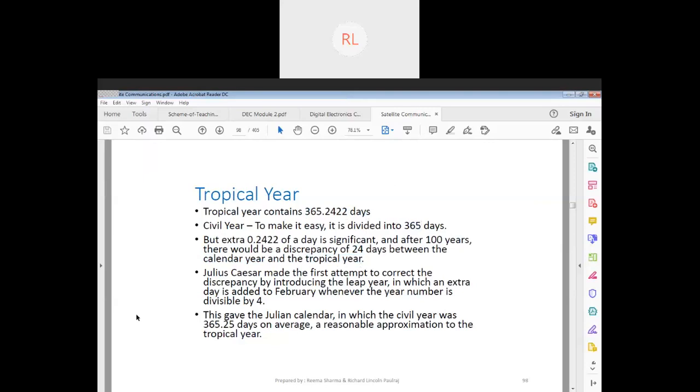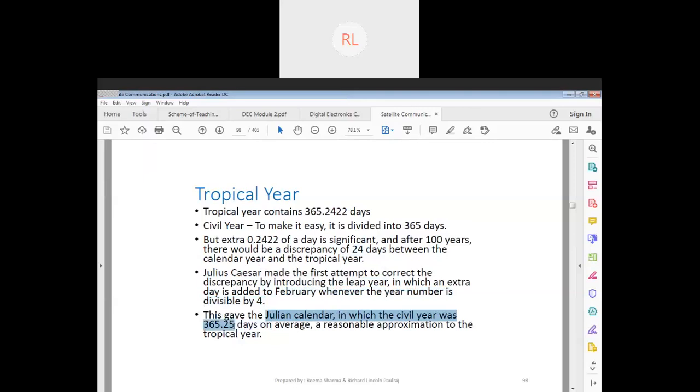But the extra 0.2422 of a day is significant, and after 1000 years there would be a discrepancy of 24 days. It is just like multiplying by 1000, and you find that there is a discrepancy of 24 days between the calendar year and the tropical year. That is because of this minute decimal. As the years pass, we keep losing days, so there is going to be a discrepancy between the calendar year and the tropical year. The tropical year is actually 365.24, but the calendar year is about 365.